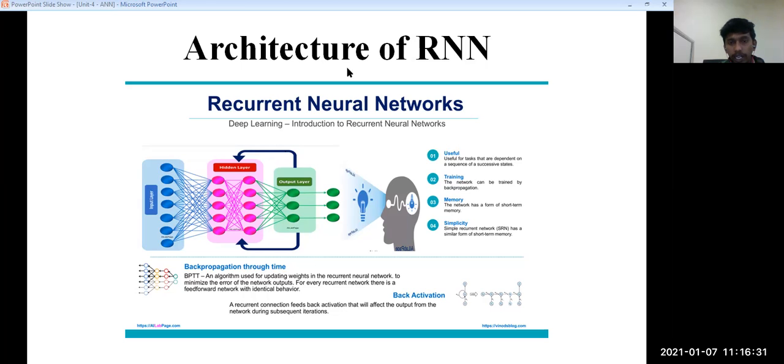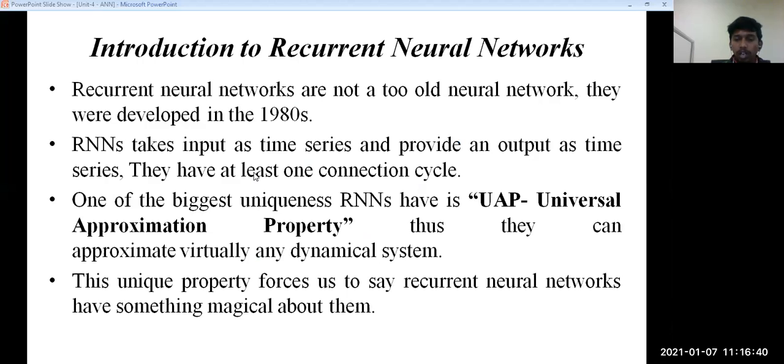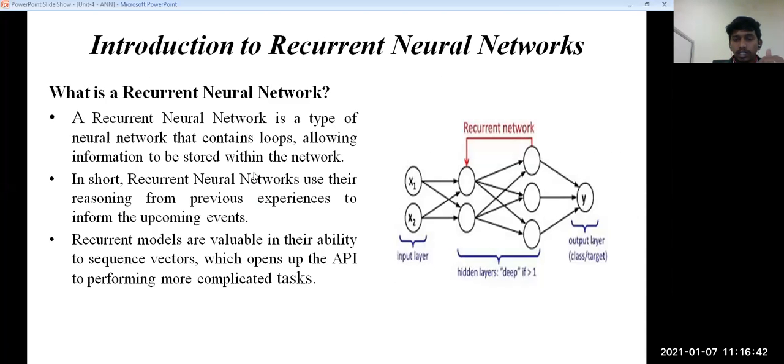So this is the architectural representation of your RNN, or recurrent neural network. You can use this architecture in your examinations to give answers accordingly.